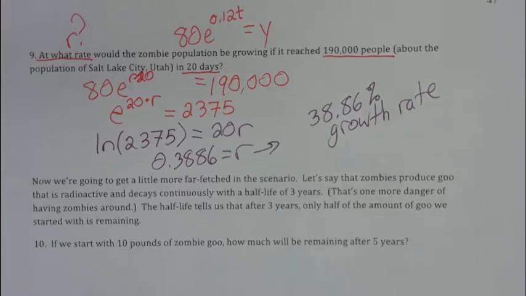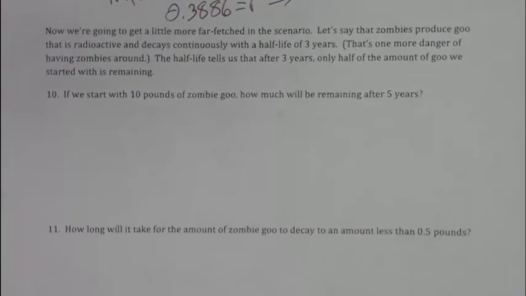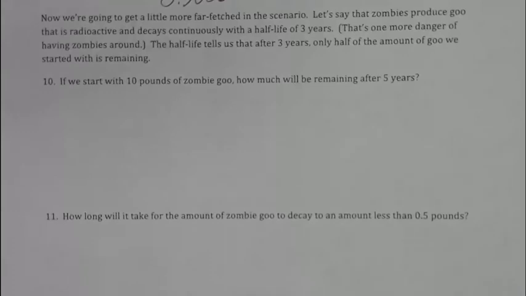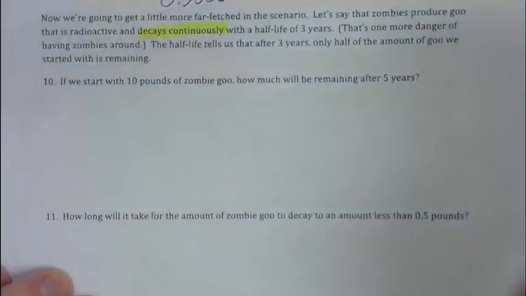All right, so now we are at our final 3 parts of our classwork. So in this kind of more far-fetched scenario, we're saying that our zombies produce goo that is radioactive and decays continuously. So we have continuous decay with a half-life of 3 years. That's one more danger of having zombies around. Half-life tells us that after 3 years, only half of the amount of goo we started with is remaining.